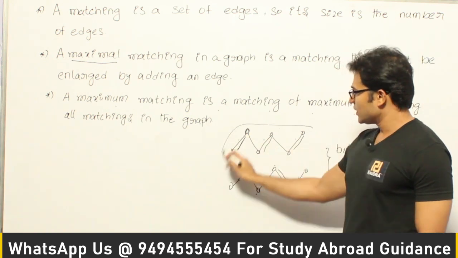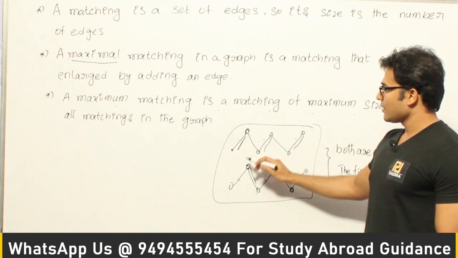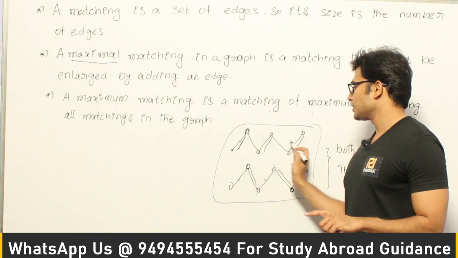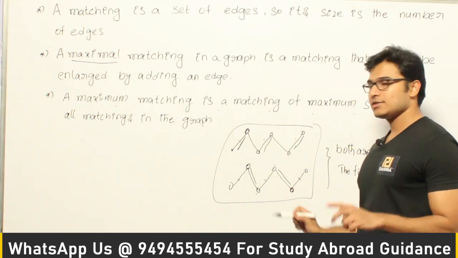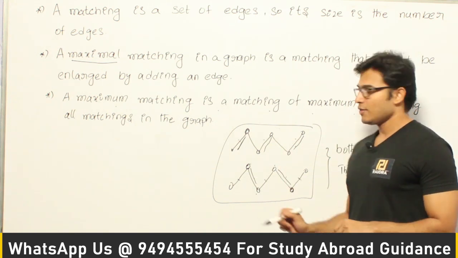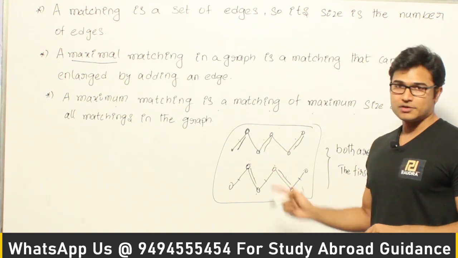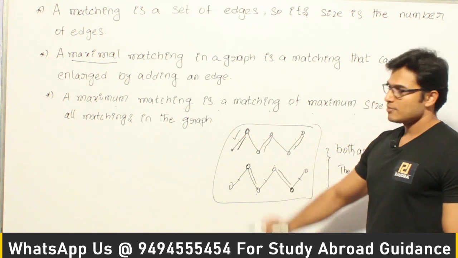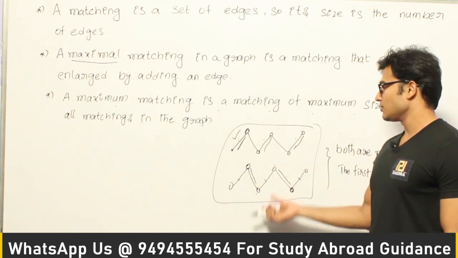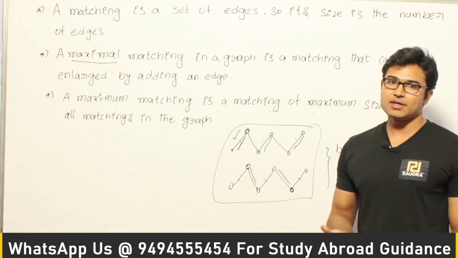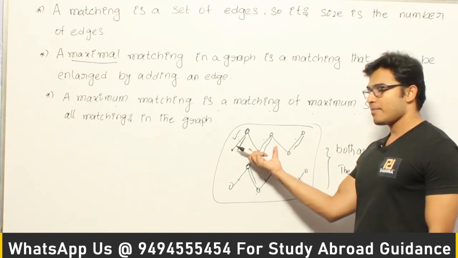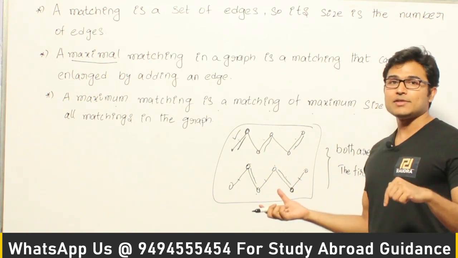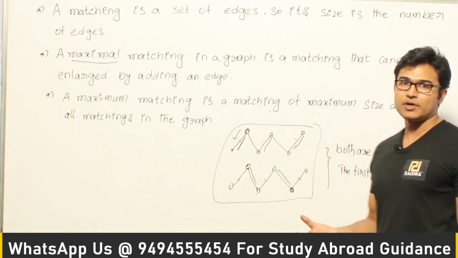Now look, the graph is the same. In this graph, if I choose these three edges, then the size of the matching is going to be 3, and if I choose these two edges, the size of the matching is going to be 2. Now which one is larger? The 3 is larger, right? Therefore you can say that this is the maximum matching, right? So there is a difference between maximum and maximal. Every maximum matching is definitely maximal, but every maximal matching need not be maximum. Got it? Okay.